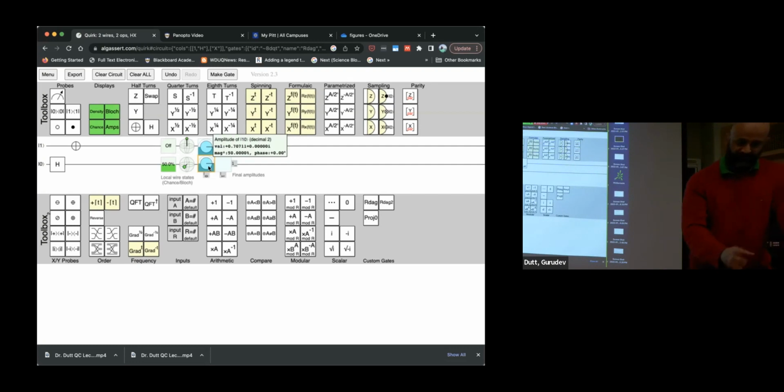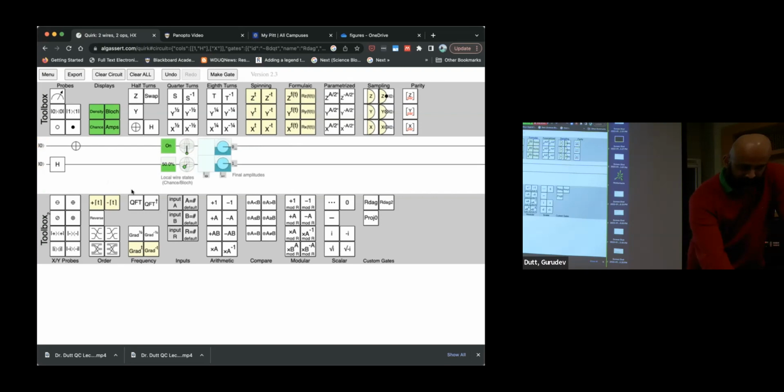Sorry, I don't have a way to switch back and forth between the two, PowerPoint and this. When you go back, you can verify for yourself. This is indeed the case.